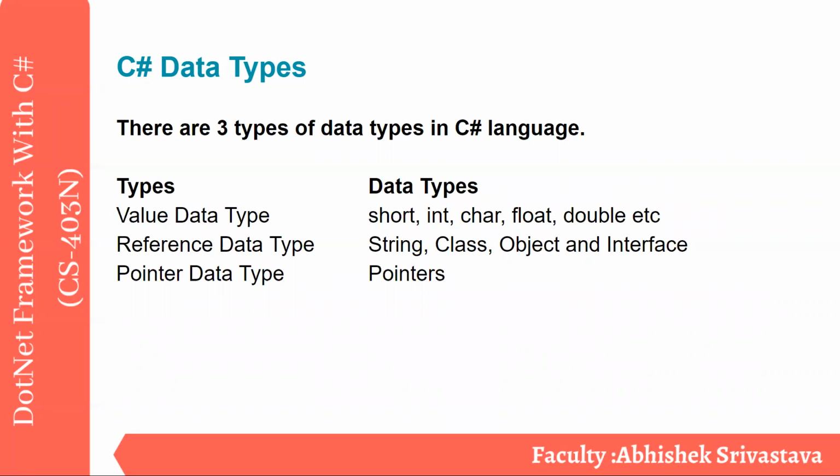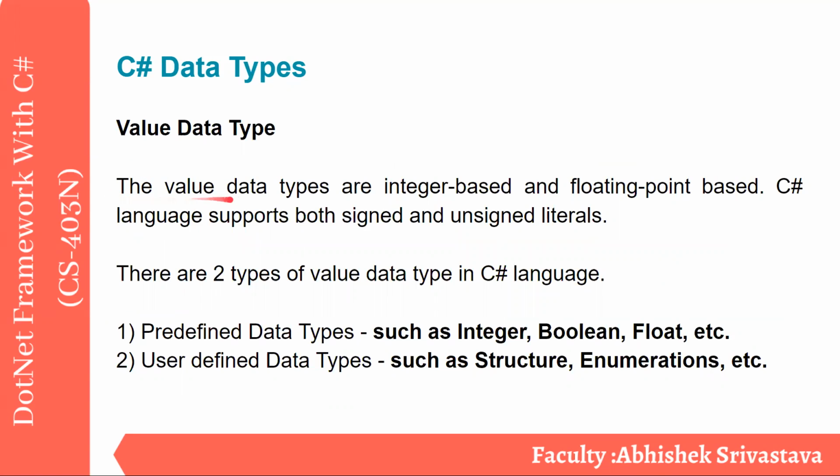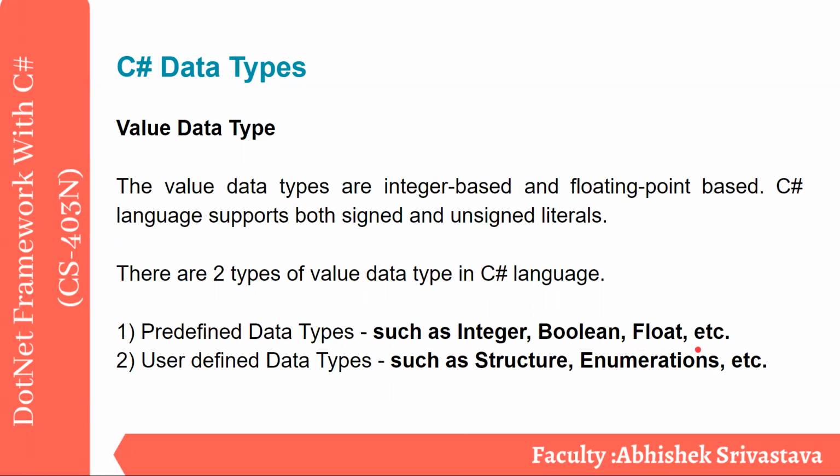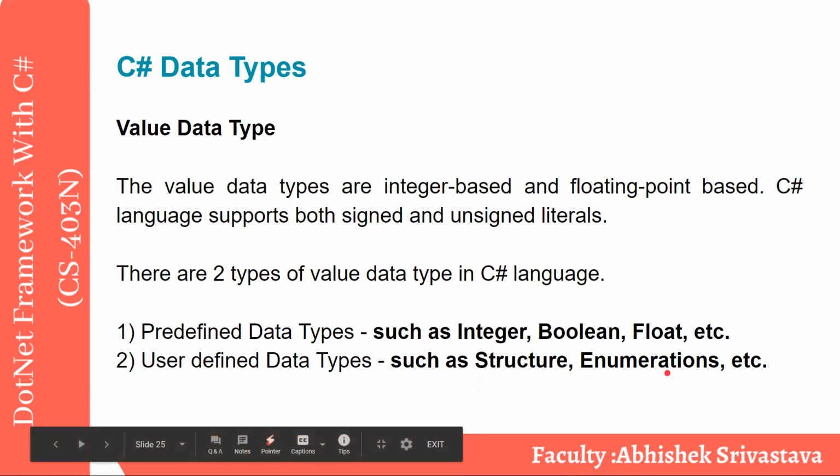All right. So the first one is value type. The value types are integer based and floating point based. C# supports both signed and unsigned literals. Signed means you have a sign, a minus sign. Unsigned means no minus sign. Literals means the value you are going to assign to a variable. The variable name is known as the identifier, and the value you assign to the variable is known as a literal. There are two types of value type data types in C#: predefined and user defined. In predefined we have integer, boolean, float, and in user defined we have structure and enumeration.